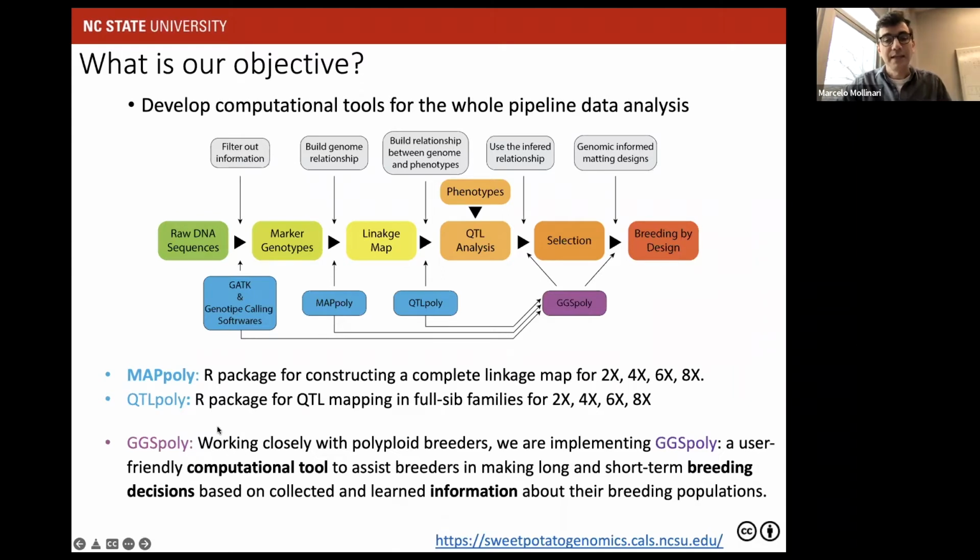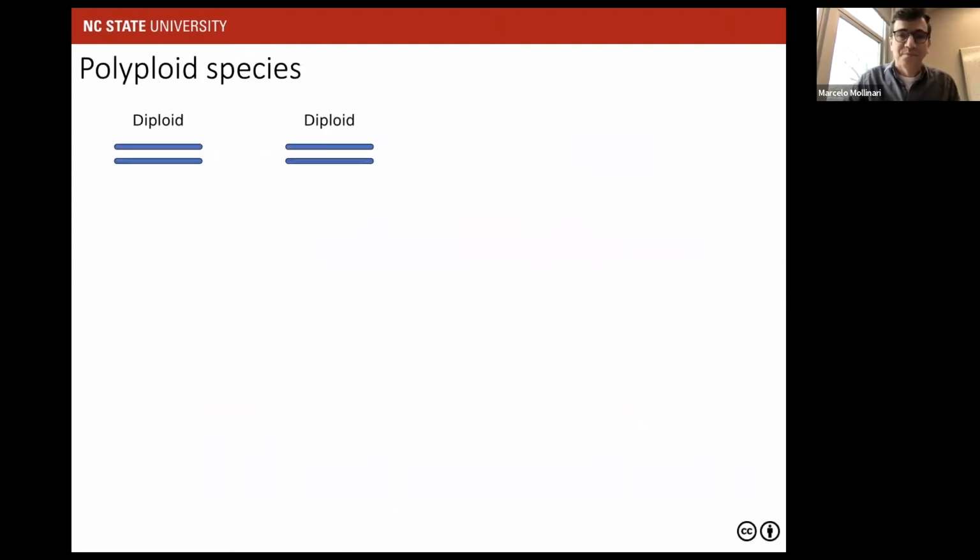And in the next phase of this research, we want to implement this software which we call GGS Poly, which means genetic and genomic selection poly for polyploids. So we are going to use all this structure of inheritance of haplotypes and these genetic informations to try to help breeders make long and short-term decisions in their breeding programs. And we are going to talk about this in this seminar.